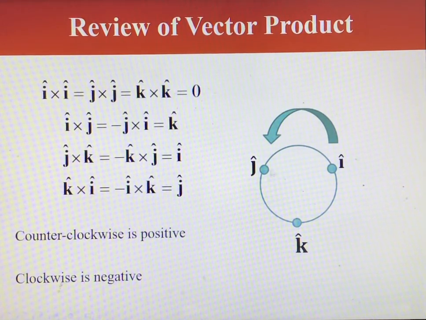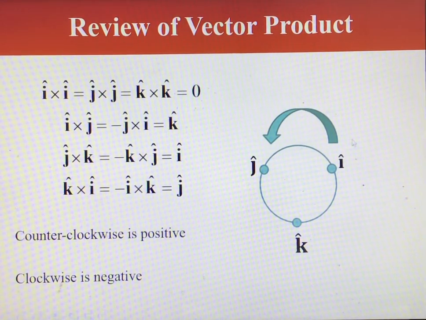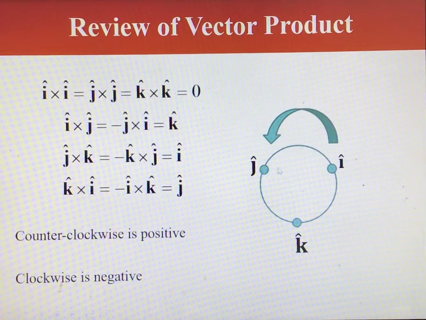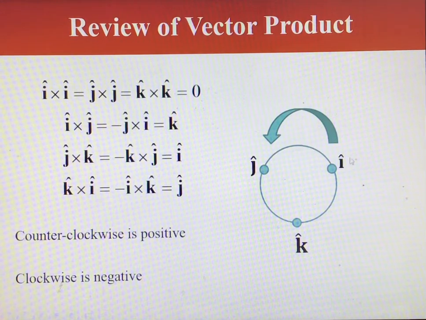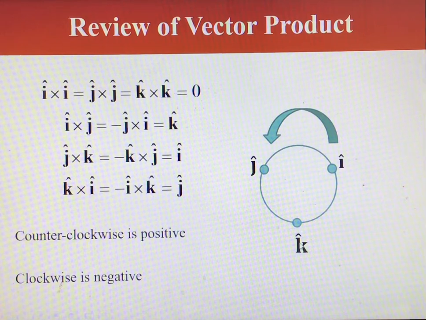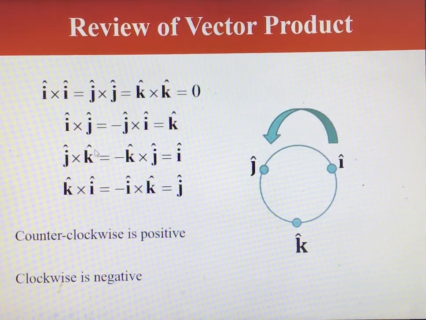Generally, this picture here is something that is going to help you to remember the rules. If you move in the counterclockwise direction, so i cross j is k, j cross k is i, and k cross i is j. Now, if you move in the clockwise direction, for example, if you do j cross i, then you get negative k. So this is something that you can use to remember exactly how to do cross products.